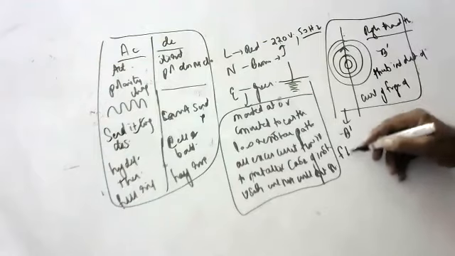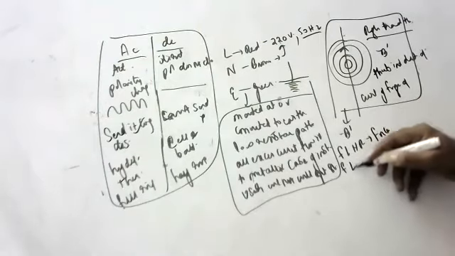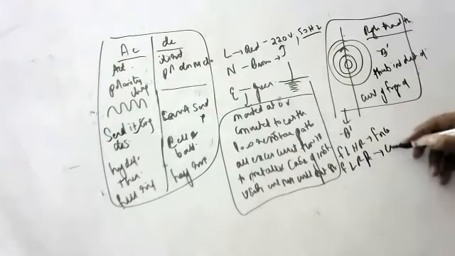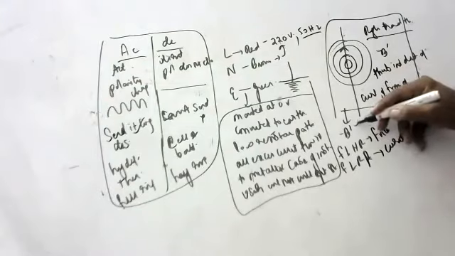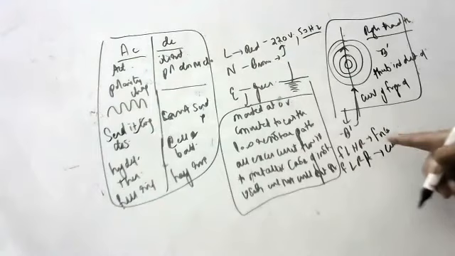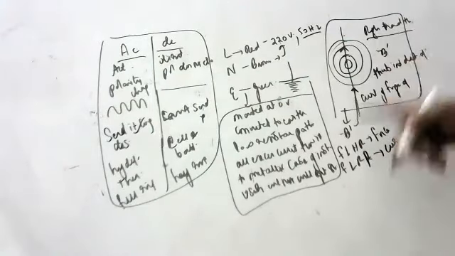What is Fleming's left hand rule used for? To know the direction of force. What is Fleming's right hand rule used for? To know the direction of current. If you want to know the direction of magnetic field, you have to use the right hand thumb rule. Fleming's left hand rule is for force, right hand rule is for current. Direction of magnetic field is B.